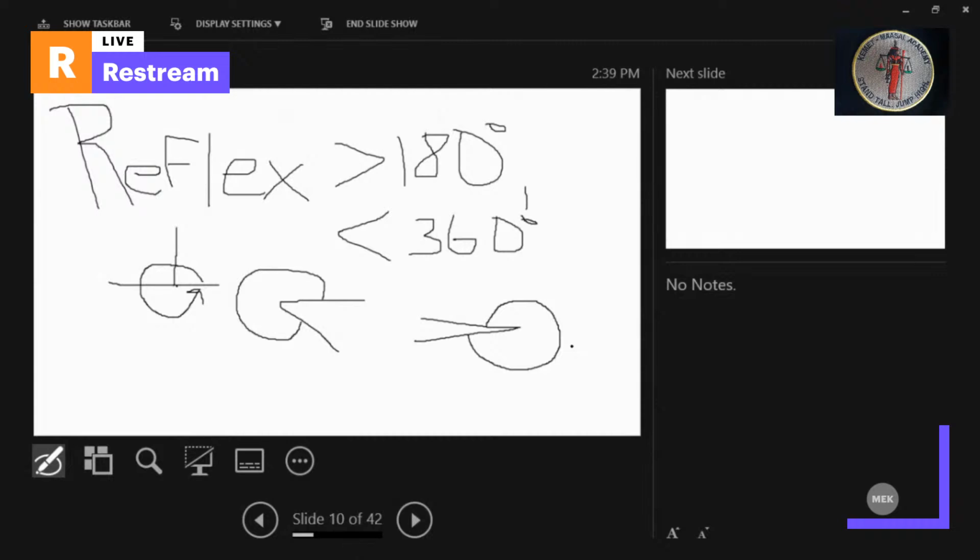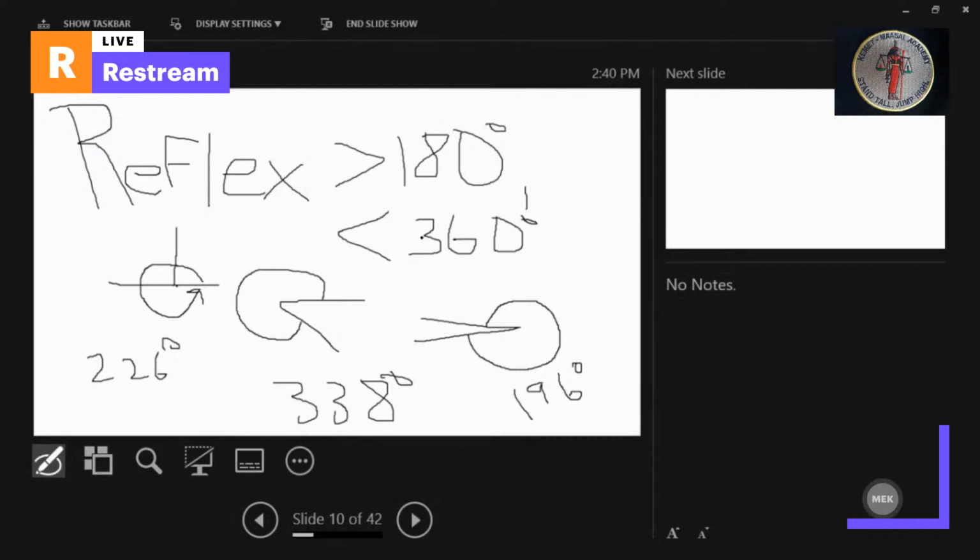So it's more than 180 degrees, but less than 360 degrees. So you can think of what? 226 degrees, 338 degrees, 196 degrees. More than 180, less than 360.